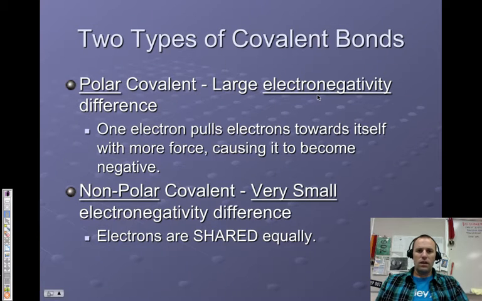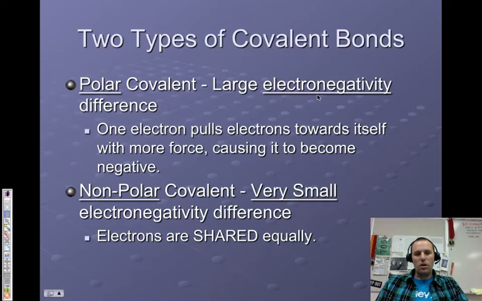Today, we're going to cover two types of covalent bonds. Remember, we've been talking about the different types of bonds. So far we have an ionic bond, a metallic bond, and we were talking about the covalent bond and how to name them. And there are actually two types of covalent bonds that you can see here on the screen.